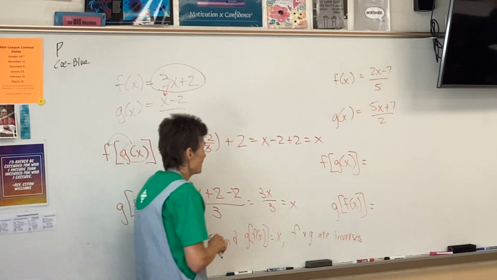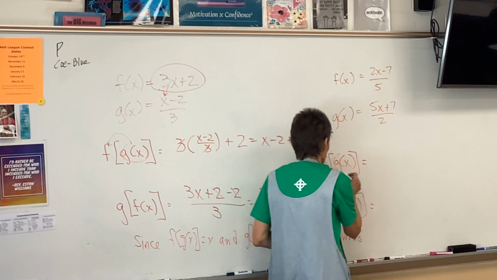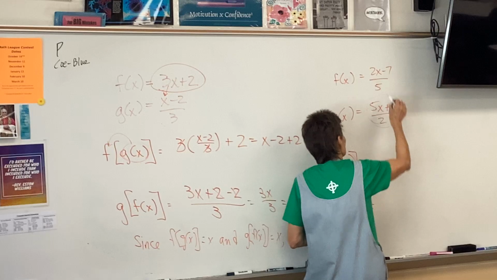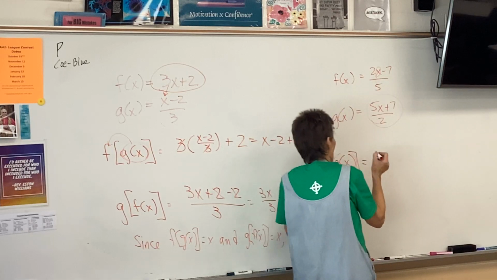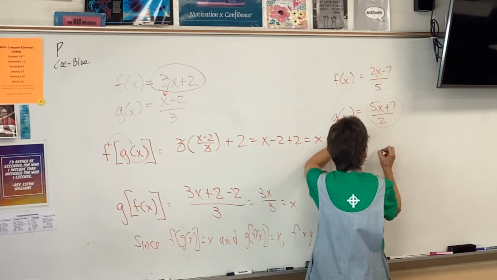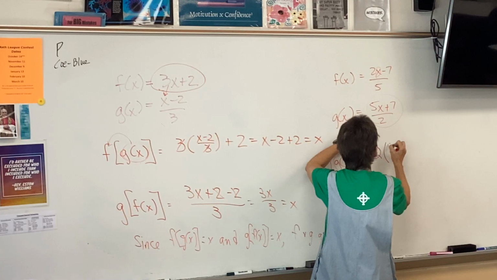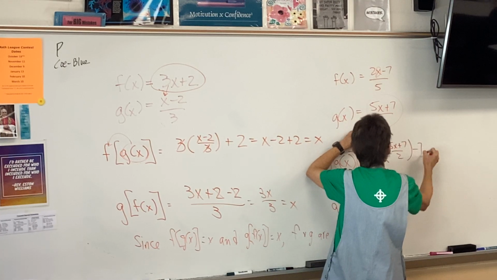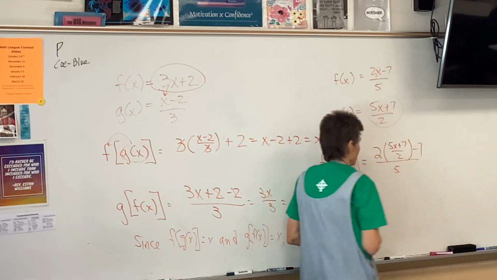All right, here we go. This says we're going to plug g into x. So this is going in here. I know it looks messy, but man, 2, 5x plus 7 over 2 minus 7 over 5.